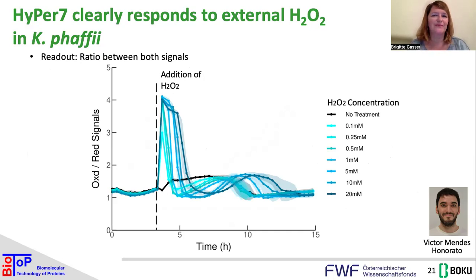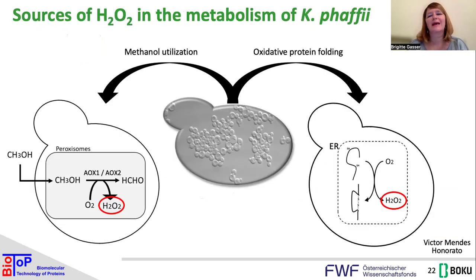So after having been very happy that it responds to external hydrogen peroxide, Victor also wanted to measure intracellular hydrogen peroxide formation. And in addition to oxidative protein folding, that we were very interested in, we wanted to validate the sensor with another pathway present in Pichia, which is methanol utilization, which is also reported to be the source of hydrogen peroxide formation during the activity of AOX.